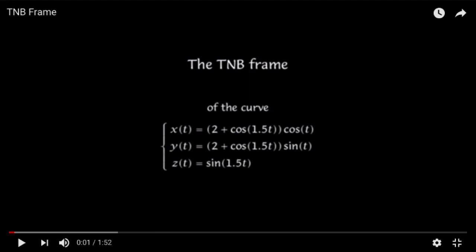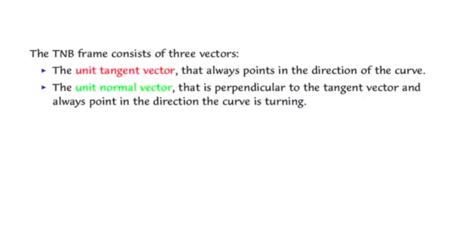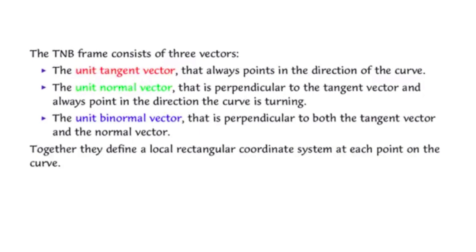So here's a curve, a vector function, slightly complicated, based on sines and cosines. Here's the TNB frame. We've seen this before. We've got the unit tangent, which always points in the direction of the curve, the unit normal, exactly what we said, and the binormal, which is perpendicular to both the tangent and normal vectors. Maybe they've already given us the colors.